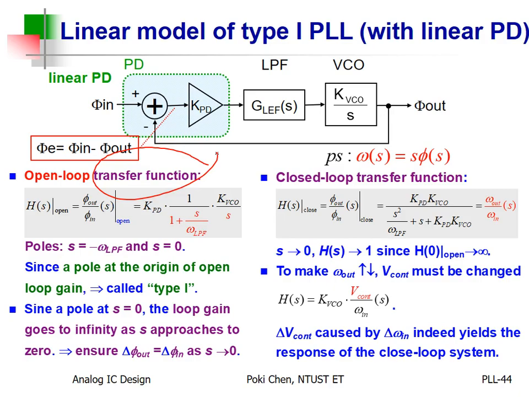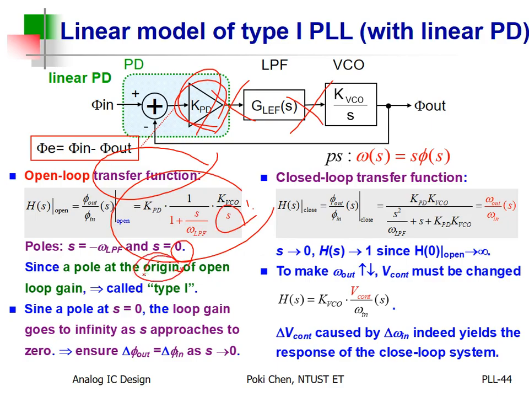So the open loop transfer function is very important for phase margin and gain margin estimation. You just multiply this and you get this. So you have one zero pole at the origin, which we call type 1. That is the definition for a type 1 PLL. If you have two zero poles, then we call it type 2, and then type 3. That is the definition according to open loop.